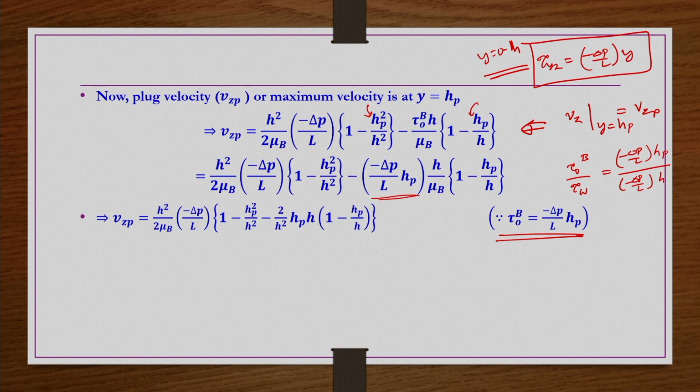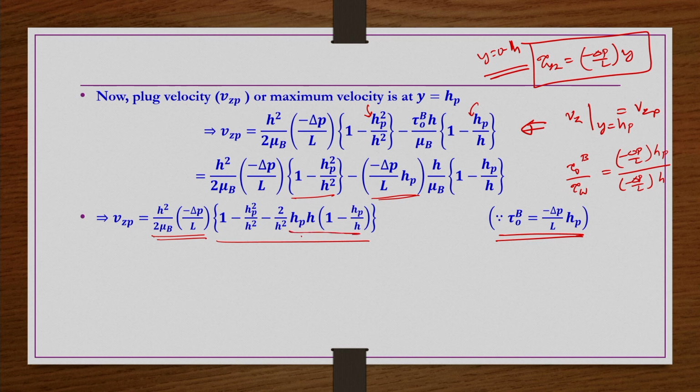Now why do we do this? Because we want to write this entire Vzp equation in terms of the pressure, that is the only thing. Otherwise, we can also simplify this and take it as a final expression. Here, from these two terms we can take H square by 2 mu_b, minus delta p by L, as a common term. Then we have 1 minus Hp square by H square as it is, and the remaining term, minus 2 Hp by H multiplied by 1 minus Hp by H.